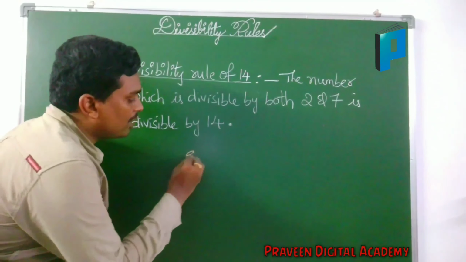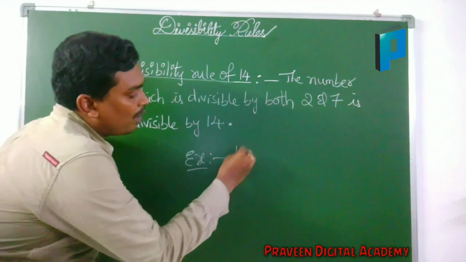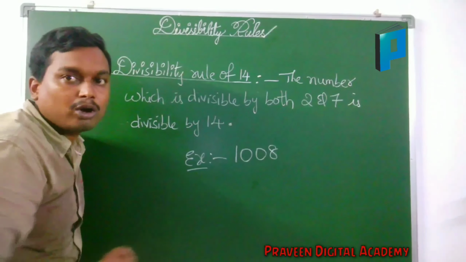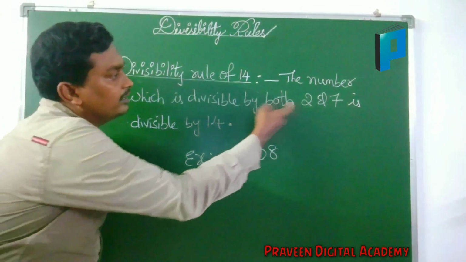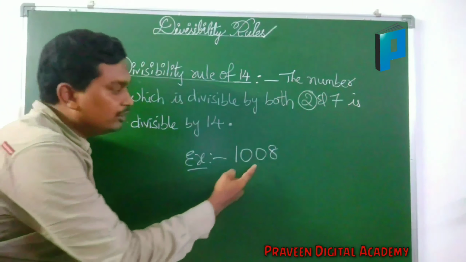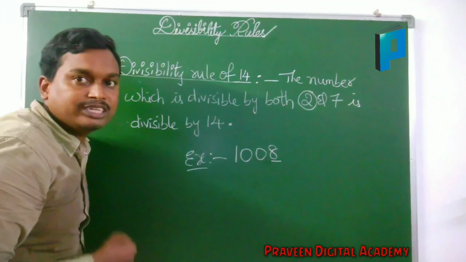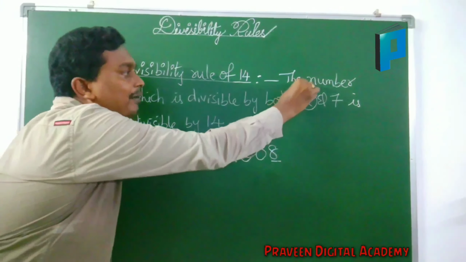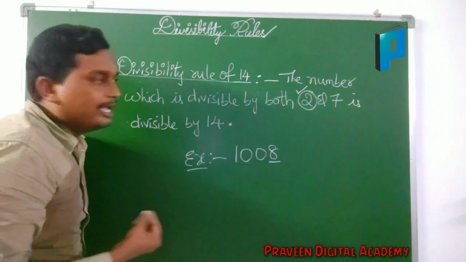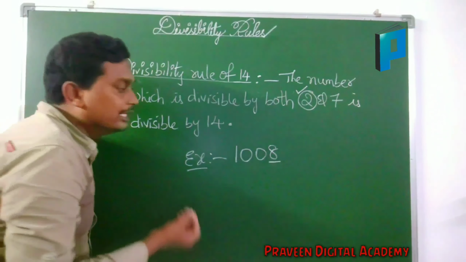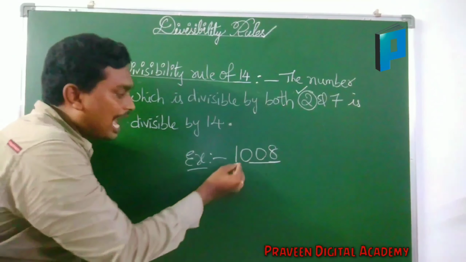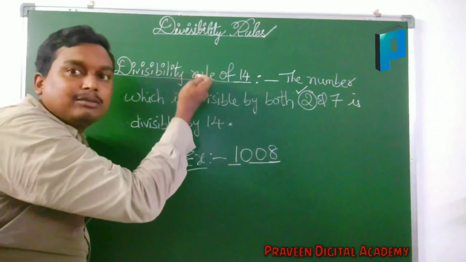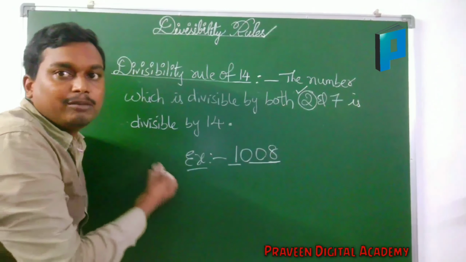For example, if you have a question like 1008, you should check whether this number is divisible by 14 or not. How to check? What is the divisibility rule of 2? If the units place is 0, 2, 4, 6, 8, then the number is divisible by 2. The units place is 8, so the number is divisible by 2. Here, what is the divisibility rule of 7? The last 3 digits and the rest are subtracted, and if the number we get is divisible by 7, then the total number is divisible by 7.